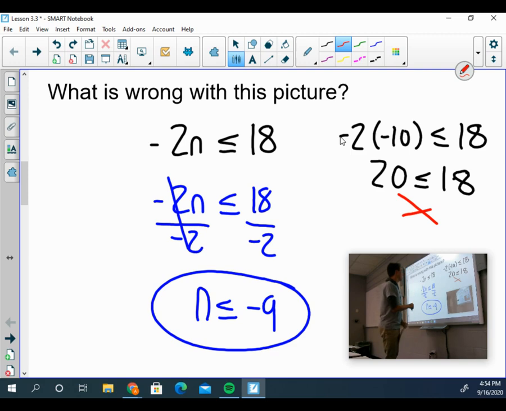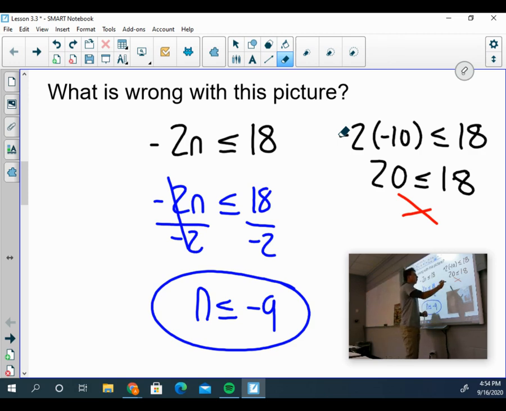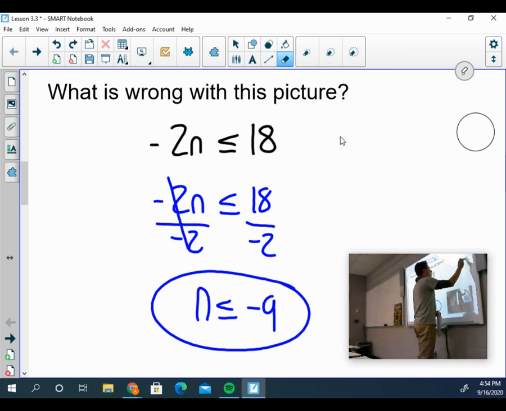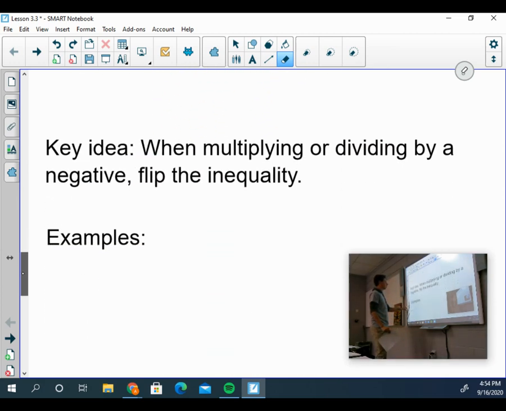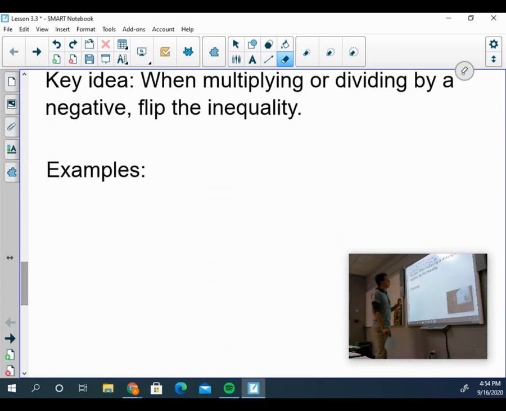Well, I'm sure you have forgotten, if you cannot figure this out, the point that your previous math teacher about inequalities hammered home. And it is the following. When multiplying or dividing by a negative, we must flip the inequality. When multiplying or dividing by a negative, please do not forget to flip the inequality.